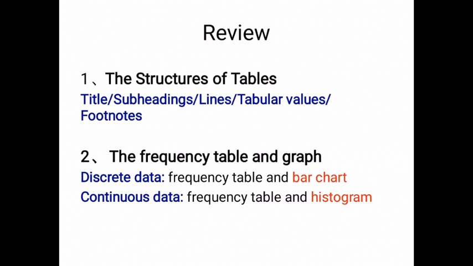Subheadings include vertical subheadings and horizontal subheadings. Horizontal subheading indicates the information of each row. In general, our grouping variables are often used as horizontal subheadings. Vertical subheading indicates the information of each column. In general, all research indicators are often used as vertical subheadings.